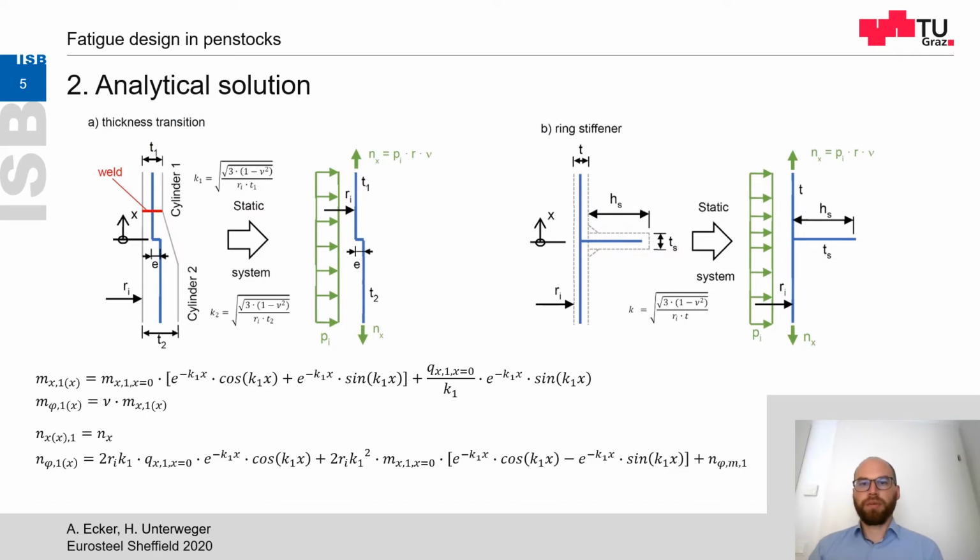I also developed an analytical solution for the ring stiffener. This is very similar to the analytical solution of the thickness transition. I don't show you this in detail, but you can find it in the paper. I also will concentrate later on the thickness transition, but the same things are done for the ring stiffener, and you find that in the paper.